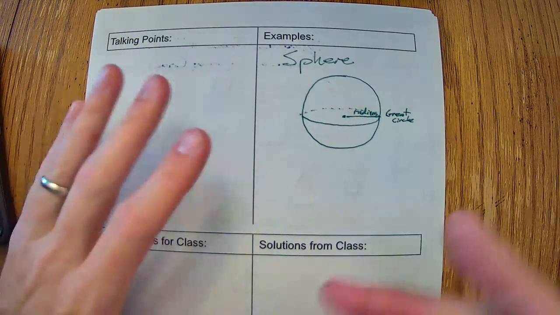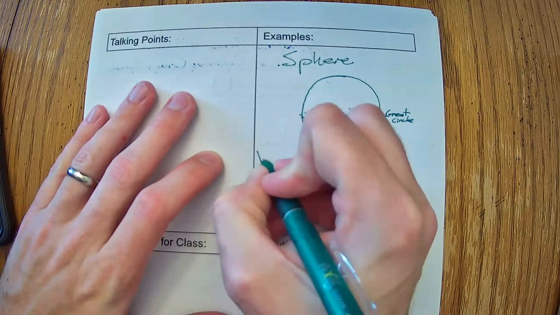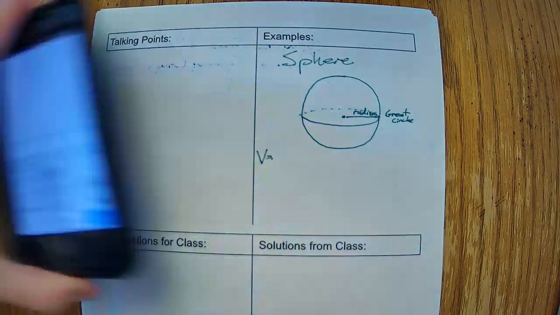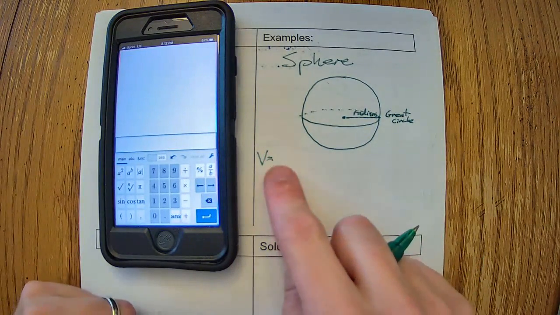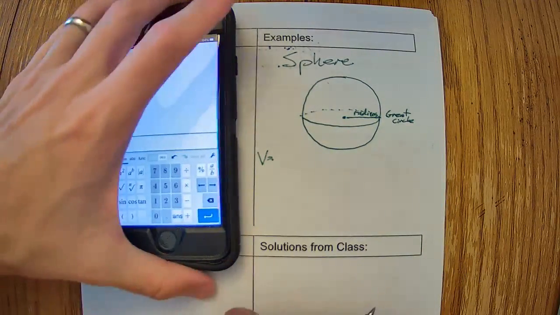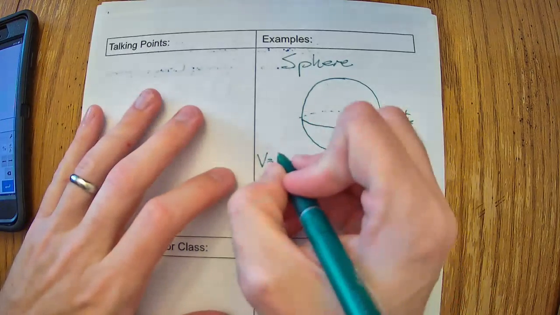So let's talk about the volume formula because it's a little different than the others. All right, our volume formula, and again, I'm going to show you the calculator-friendly version. There are multiple versions of the formula. I'm going to show you the calculator-friendly version. All right, so here you go.